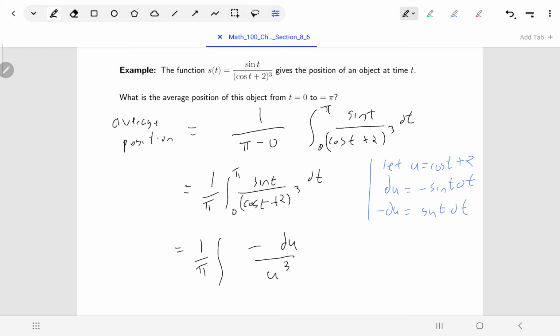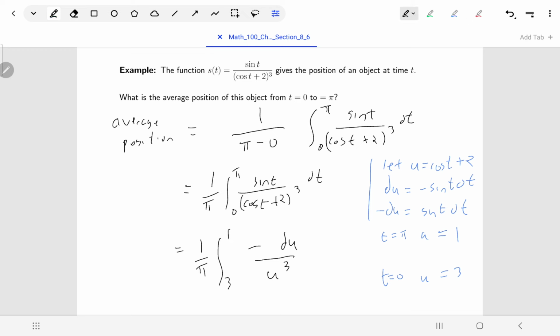And now for my limits of integration, we had t going from 0 to pi. When t is at 0, u would be cosine of 0 plus 2. That would be 1 plus 2, which is 3. So 3 should be my lower limit of integration. And when t is pi, u is cosine of pi plus 2. Cosine of pi is negative 1, so we'd have negative 1 plus 2, which is 1. So my upper limit of integration is 1.